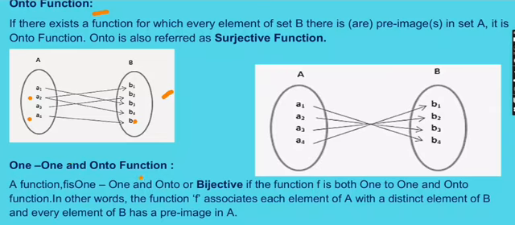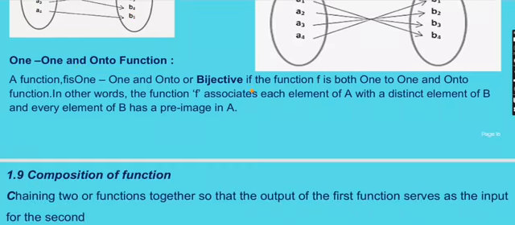So next we will discuss one-to-one and onto function. What is a one-to-one and onto function? If the function satisfies both the one-to-one condition as well as the onto condition, it is called a bijective function. We discussed injective, surjective, and now we are going to discuss bijective.